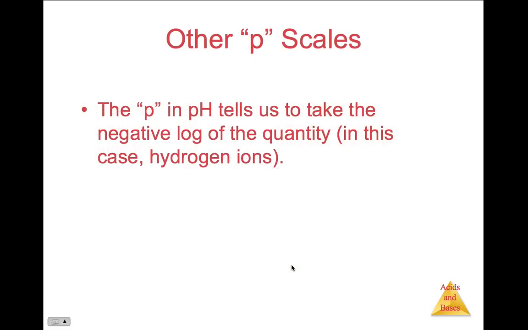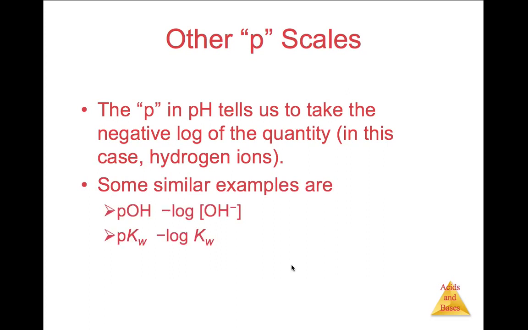So are there other p scales, other things that tell us to take the negative log of a quantity? Certainly there are. There's also some similar examples like the pOH, where we take the negative logarithm of the OH- ion concentration. There could be the pKw, in which we'd take the negative log of Kw. We also will find out that there's some other p scales later in this chapter that we just take the negative logarithm of whatever number that is. The p in front of here just means take the negative log of it.